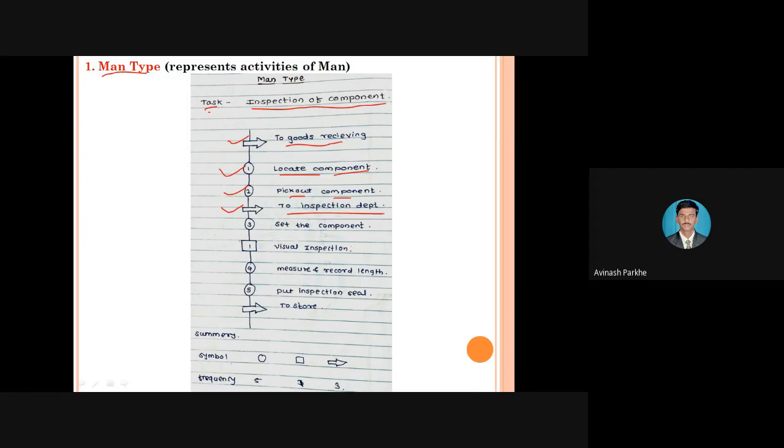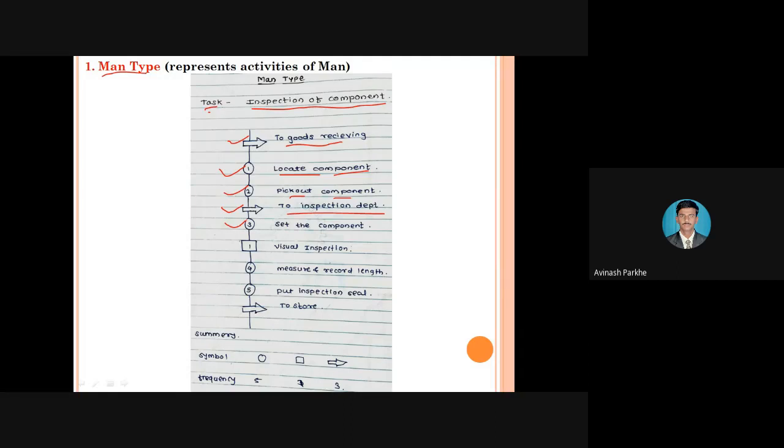That means he has taken the component from one location, he has located that particular component on material handling device, then he has taken that particular component from that material handling device, and by taking that particular component he is moving towards the inspection department. That means now he starts inspection, then operation the component.